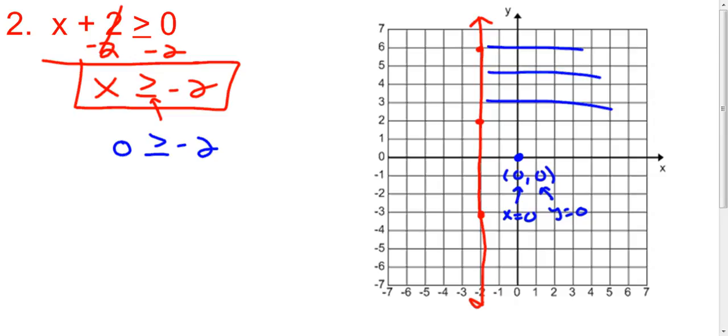I also want you to notice the direction of the inequality here. Notice x is greater than or equal to -2. You're going to shade all the spots that are bigger than, which do point to the right, and the arrow points to the right.